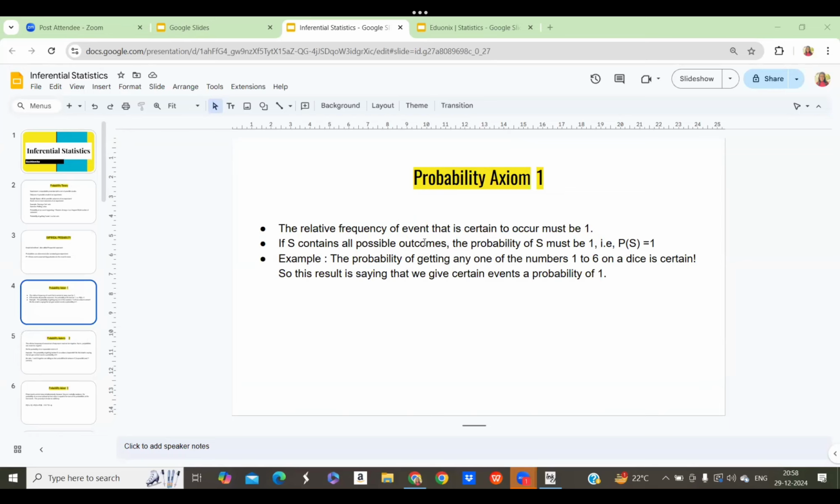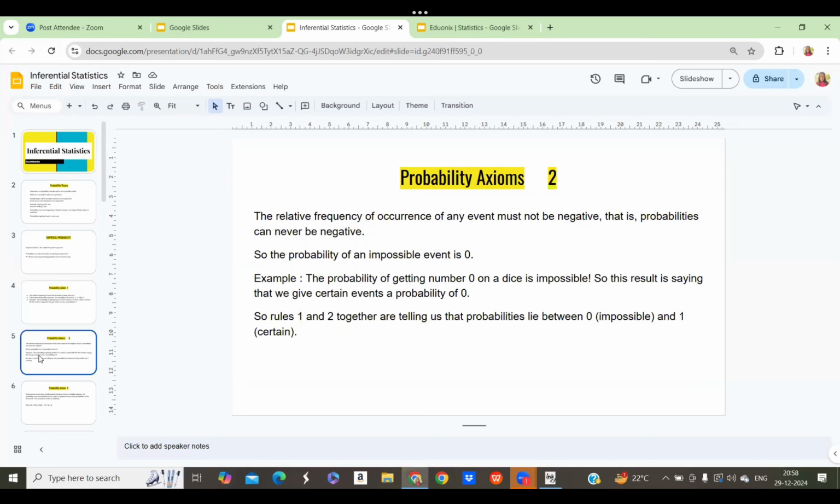Now this you need to remember. The probability of getting any one of the numbers between 1 to 6 while rolling a dice will be 1 by 6. Yes. This is one axiom. Moving to the second one.